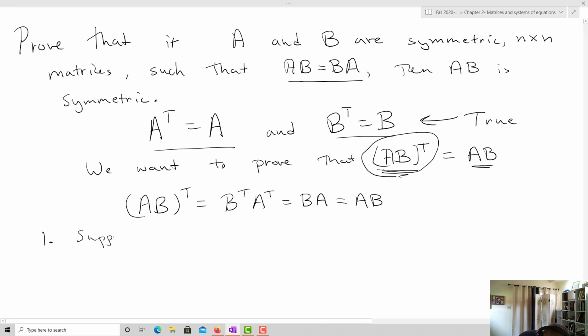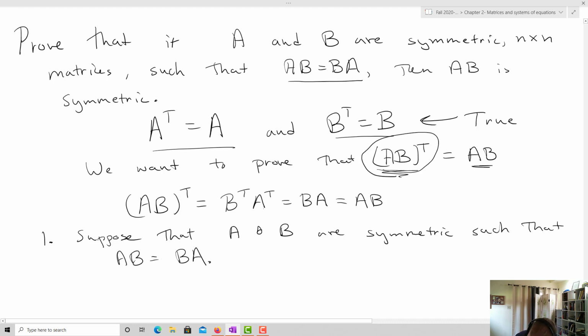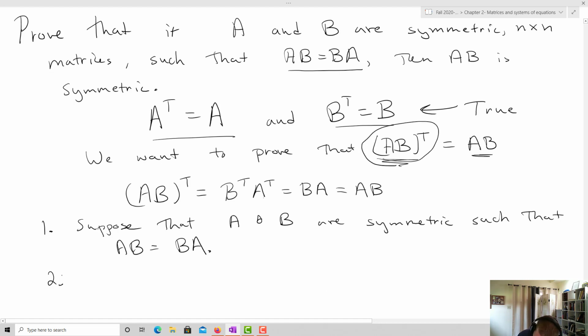So I'm going to suppose that A and B are symmetric such that AB equals BA. Then, step 2, I'll have that AB transpose is going to equal B transpose A transpose, and that's one of those properties of transposition. Most of the time we don't actually have to state that it's a property, but that's just to help you see what I'm doing.